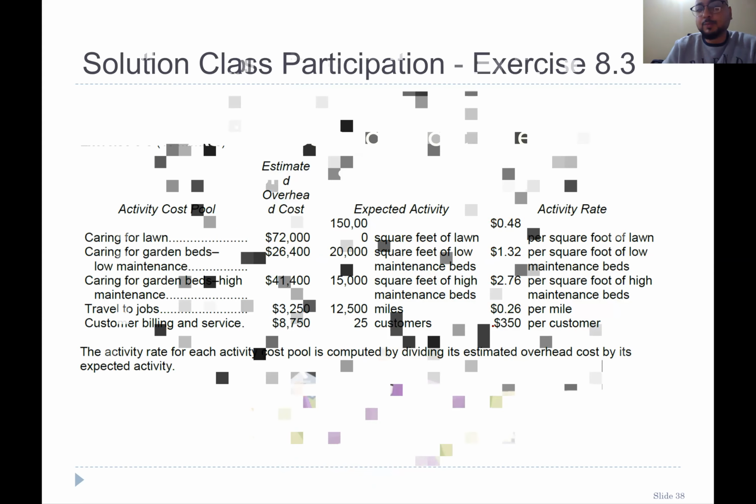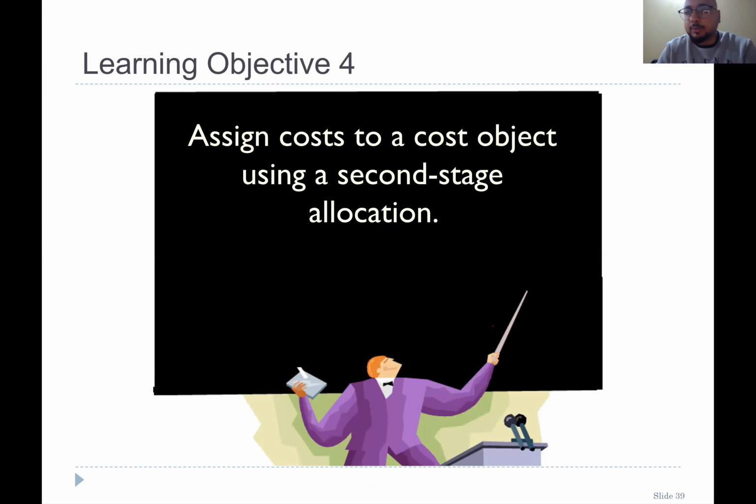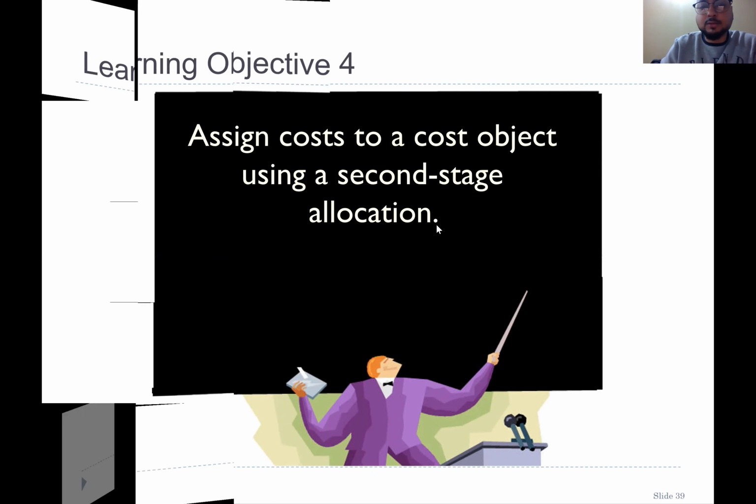Here we go. So we have to find out how we can assign cost to a cost object using second stage allocation. So what is the first stage allocation? It is finding out the cost pools. What is the second stage allocation? Finding out the activity rates, right? And now the usage of activity rates is to find out how we can assign cost to the cost object. Let's just talk about that.